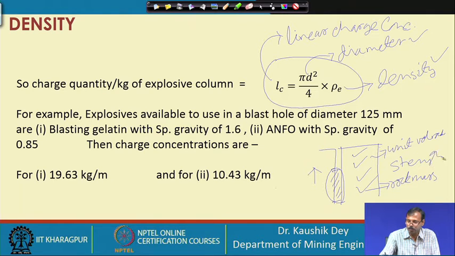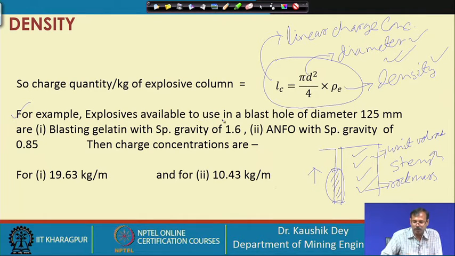If the strength is more, in that case we should use high density explosive, so that our charge concentration will be more for that stronger rock mass. So, let us have one example calculation here.